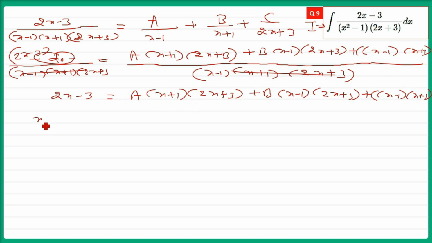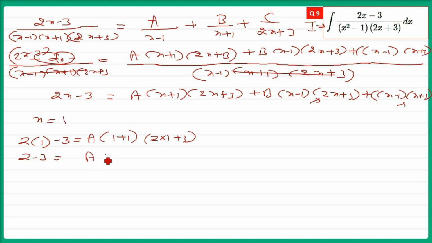First we will put x equals 1. When we put x equals to 1, only the first term will remain. The second and third terms will become 0. So 2 into 1 minus 3 will be equal to a into 1 plus 1 and 2 into 1 plus 3. 2 minus 3 will be equal to a into 2 into 5. 2 into 1 plus 3 is 5. So negative 1 on the left, 10 on the right. So a became negative 1 by 10.